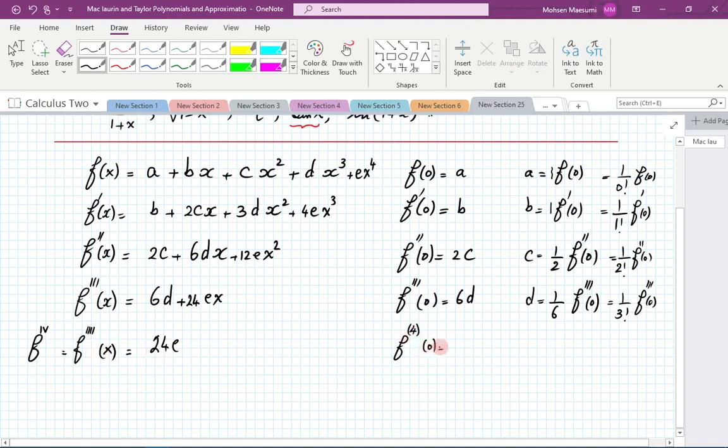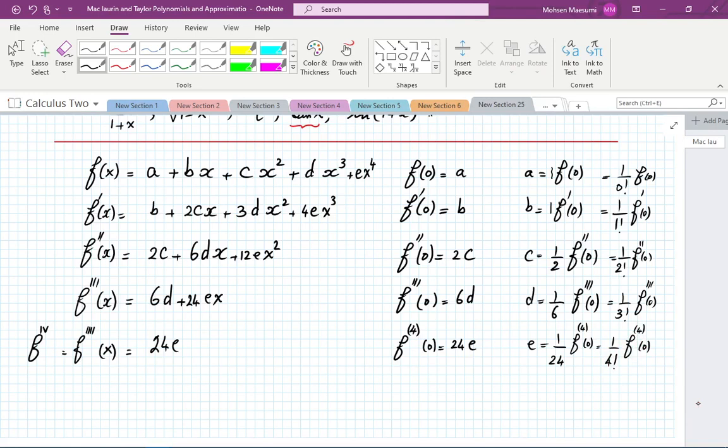So at 0, this is going to be 24e, and if you want to calculate the coefficient e out of this, it is going to be 1 over 24 of the fourth derivative. So the fourth derivative at 0, we write it like this, or 1 over 4 factorial of the fourth derivative at 0. So if I want to rewrite my function f of x, how would I write it in terms of these coefficients? The very first one is 1 over 0 factorial of the 0th derivative of the function at 0.